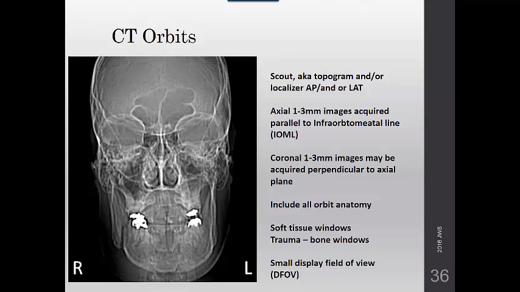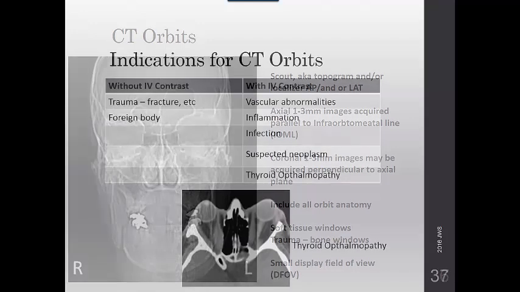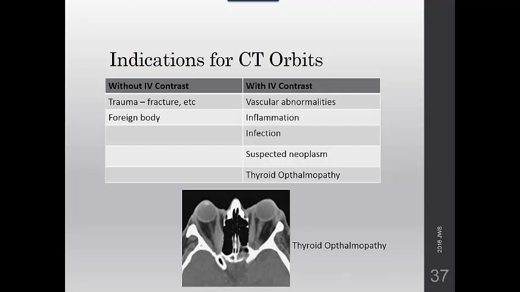Images with soft tissue and bone algorithms are submitted for viewing and a small display field of view is utilized. Indications for orbits without contrast are trauma and foreign body. Indications for orbits with IV contrast are vascular abnormalities, inflammation, infection, suspected neoplasm, and thyroid ophthalmopathy.